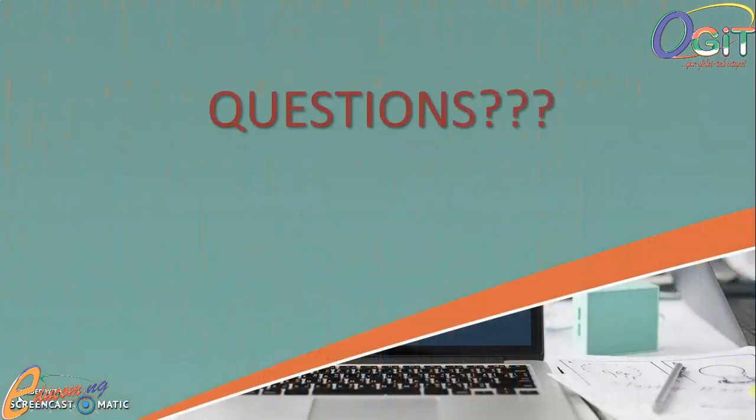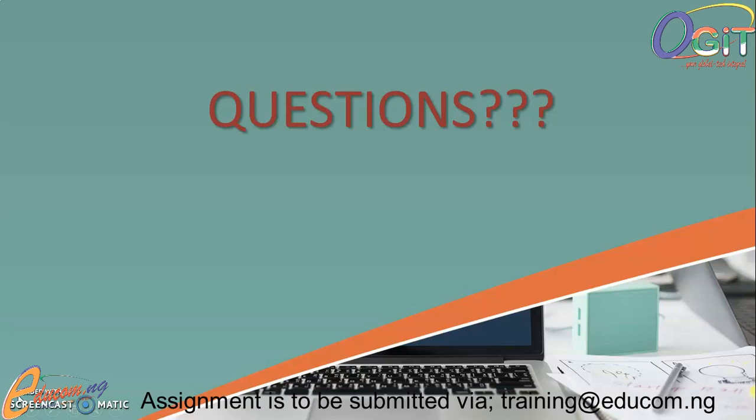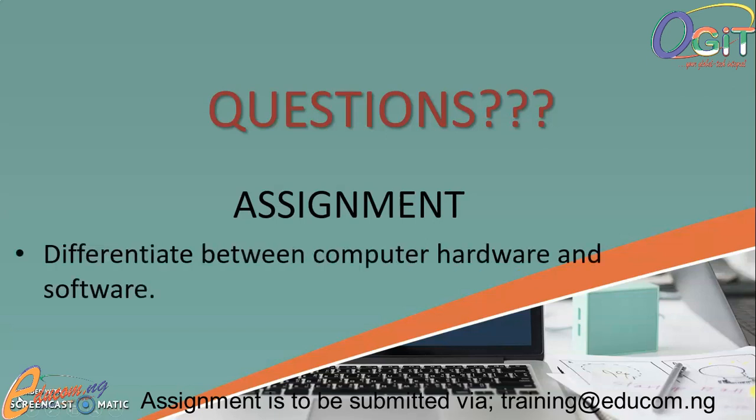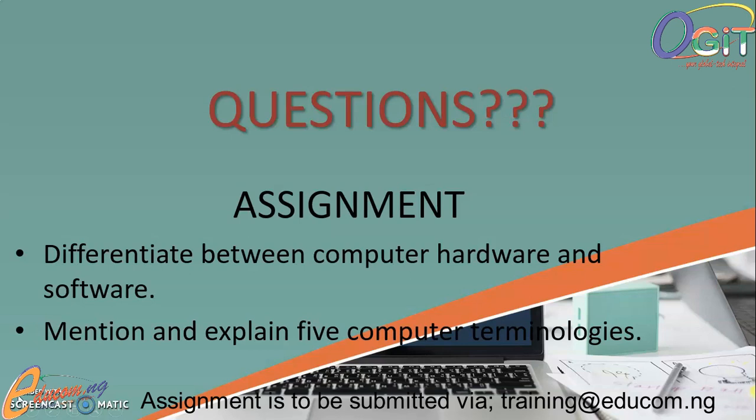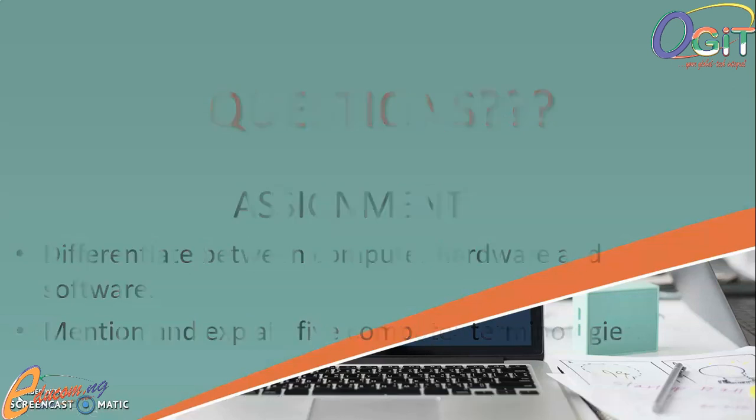I believe you all understand what we discussed. We discussed some computer terminologies. We discussed the computer hardware. We also discussed computer software and comparison between the two. Now my assignment: differentiate between computer hardware and software. Mention and explain 5 computer terminologies.